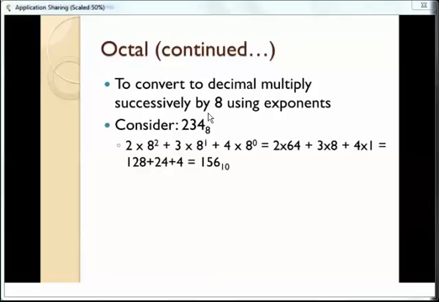Again, we could leave the 10 off because we understand that to be, in most cases, decimal, but since we're dealing with conversion of number systems, it's always recommended to use the appropriate subscript so that we can avoid any confusion about what number system we're currently dealing with.